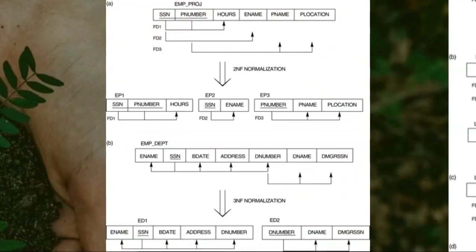So in the example, here employee project, we have three functional dependencies. What we have done was take this into second normal form using decomposition. This is the previous example that we discussed in the second normal form. When it comes to the third normal form, if we have a relation employee department and it is in the second normal form, what we have to check is whether it is in 3NF. If it is not in 3NF, we have to go through the normalization process in order to achieve the 3NF state.